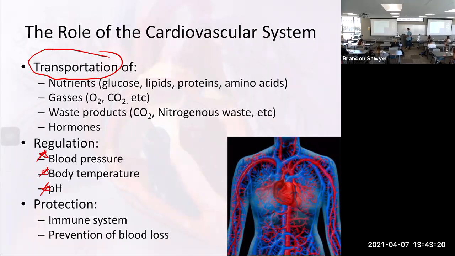And then the cardiovascular system plays a key role in protection of the body as well with our immune system, right? This is how our immune cells get around the body to be able to interact with things that aren't supposed to be there and help destroy them. And then the whole clotting system in the body is a part that we'll jump into in the next couple of weeks as well, and prevention of blood loss.